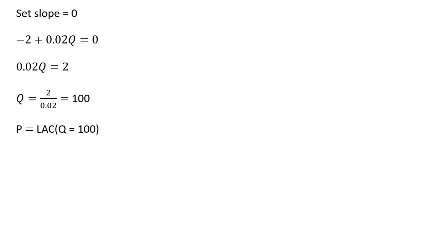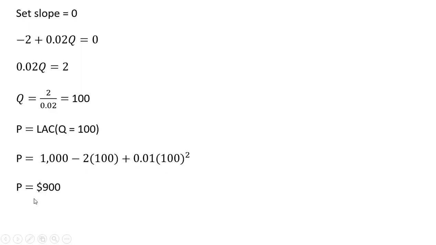So in the long run, the price will just equal long run average cost evaluated at Q equals 100. So we're going to plug Q equals 100 into the long run average cost. Here's our long run average cost equation. I'm just plugging in 100 for Q, the minimum point, and simplifying, and we get $900. So when Q equals 100, long run average cost equals 900, and that's what our price will be.